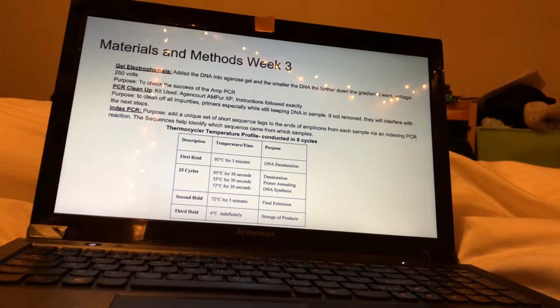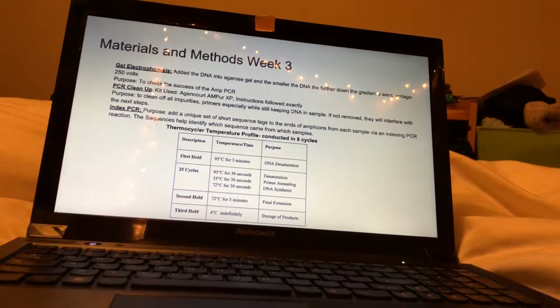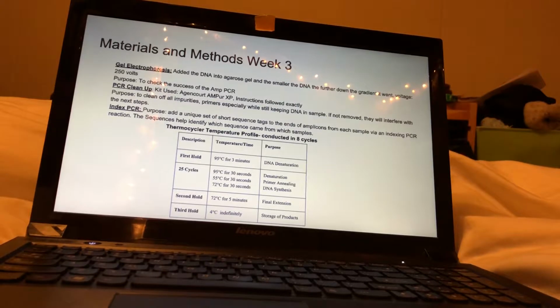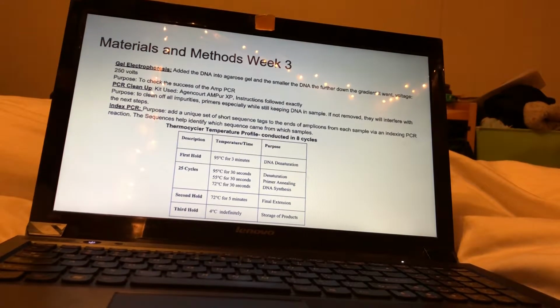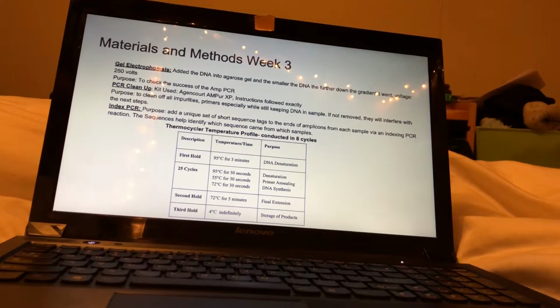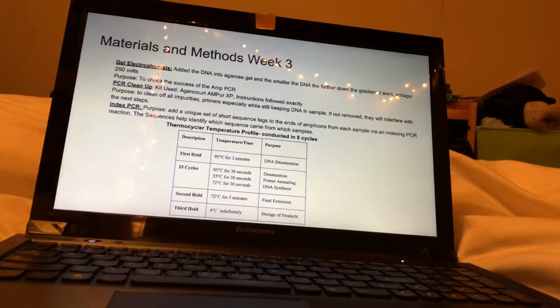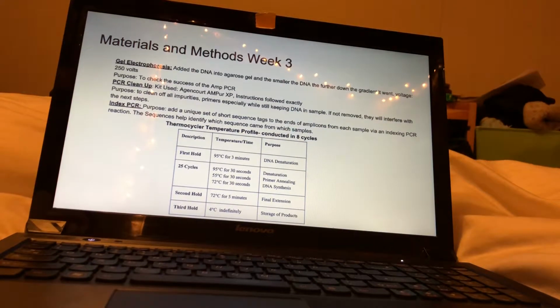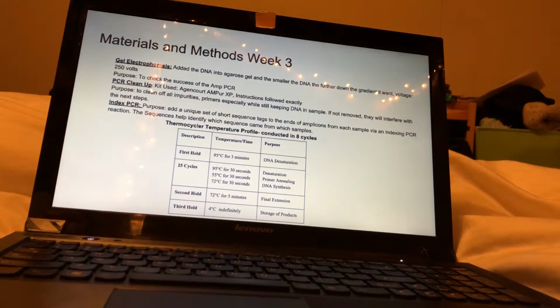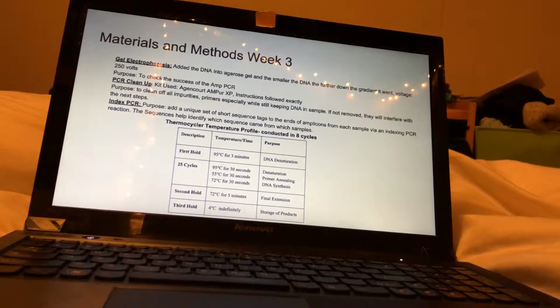Next, we did PCR cleanup, and for that we used the Agencourt AMPure XP, and we followed those instructions exactly as they were given to us from the kit. The purpose of using this Agencourt AMPure XP kit was to clean off all the impurities, primers especially, while keeping the DNA sample intact. If they weren't removed, they would interfere with the next steps in our lab.